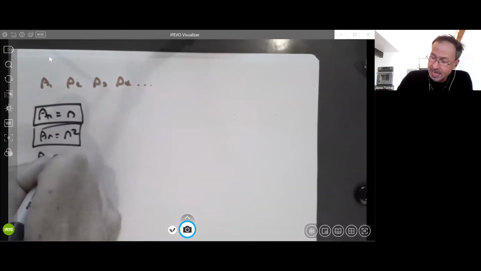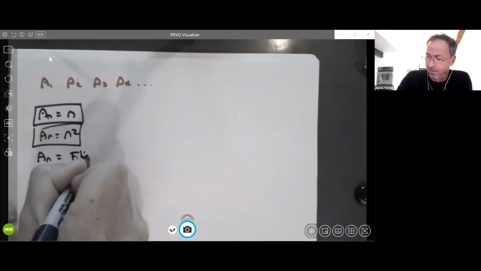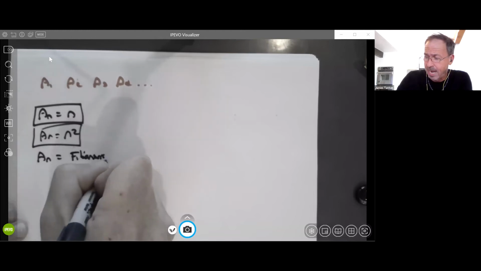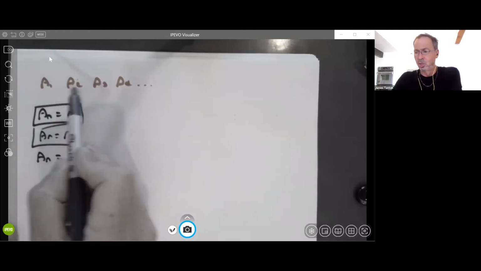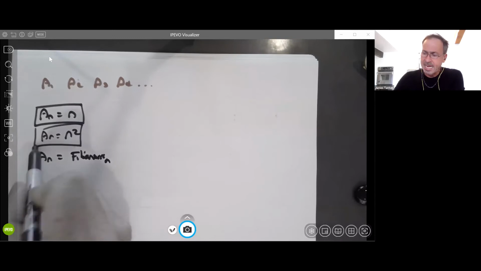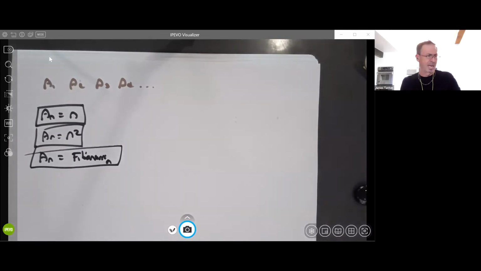Or maybe you could do A_n as the nth Fibonacci number, if you like. Fibonacci, if I can spell Fibonacci correctly. The nth Fibonacci number: 1, 1, 2, 3, 5, 8. Choose any sequence you like, any sequence of numbers you like. And then I'm going to suggest something strange.